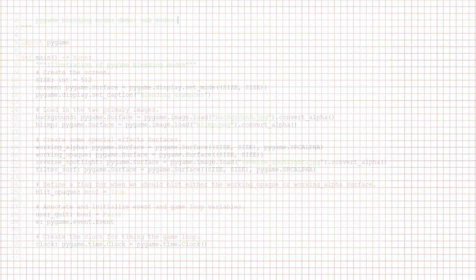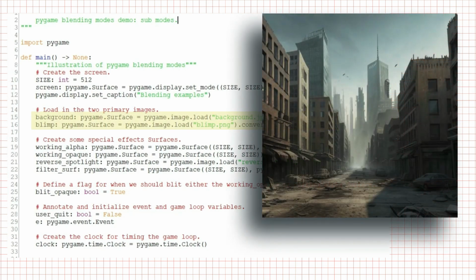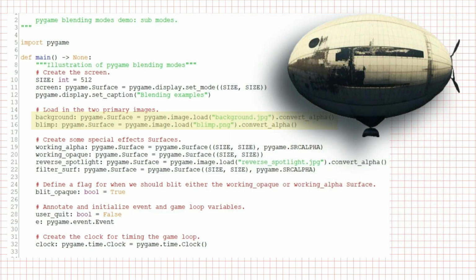Let's look at some examples of how the BLEND_RGB_SUB mode works. This program is called blend_examples_sub.py, and it is available in my GitHub repository. There's a link in the description. I'm loading in some images: a background image of a dystopian city, which is a JPEG with all opaque pixels, and a blimp image that is a PNG, opaque pixels where there is a blimp, and then all around that is transparent white pixels.